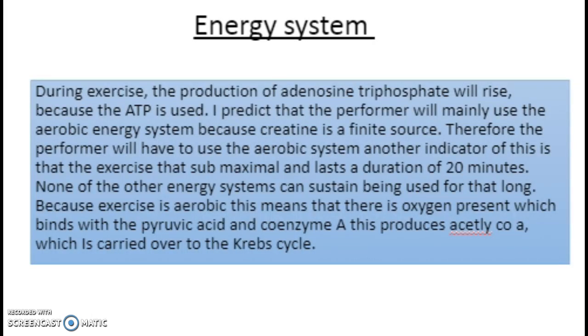Energy systems during steady state. During exercise, the production of adenosine triphosphate will rise because the ATP is used. I predict that the performer will mainly use the aerobic energy system because creatine is a finite source. Therefore, the performer will have to use the aerobic energy system. Another indicator of this is that the exercise is submaximal and lasts a duration of 20 minutes. None of the other energy systems can sustain being used for that long.